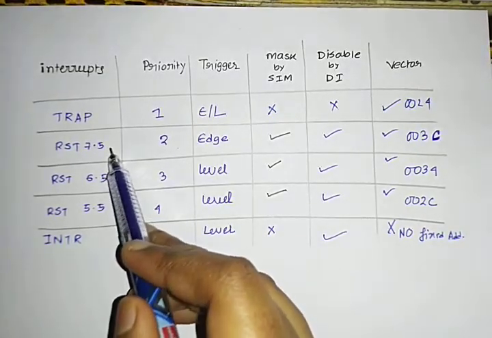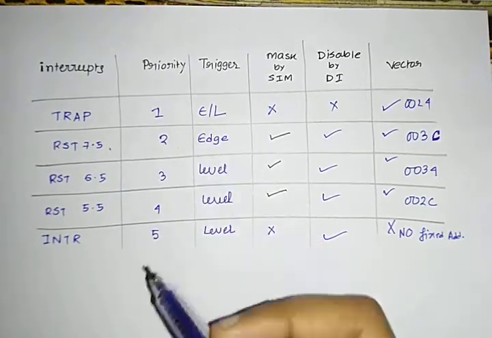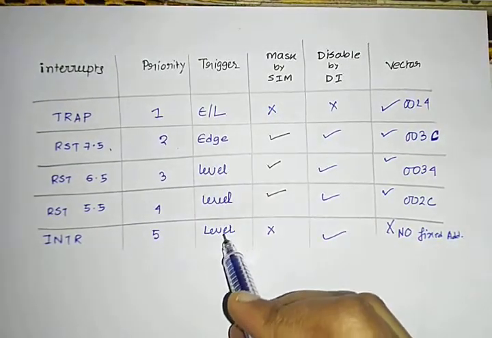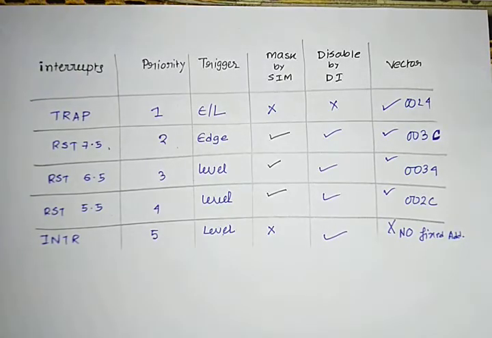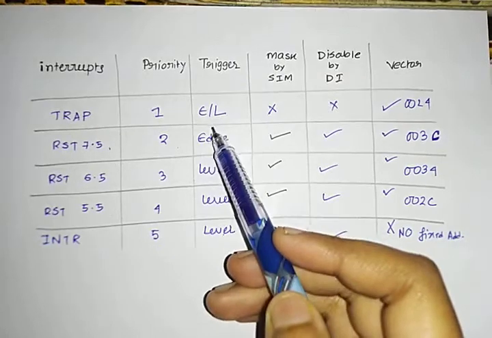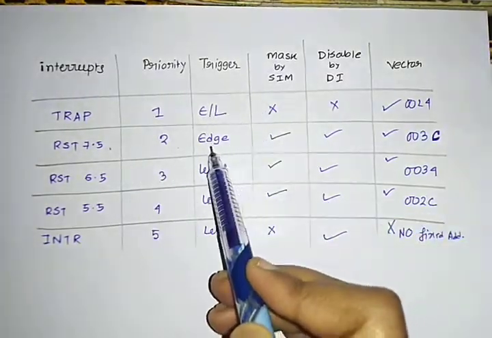Trigger: RST 7.5 is the only interrupt that is purely edge triggered. These 3 will be level triggered, and trap is the most beautiful and the most wanted interrupt. It is facilitated with 2 possibilities, either edge or level, but this one is purely edge.